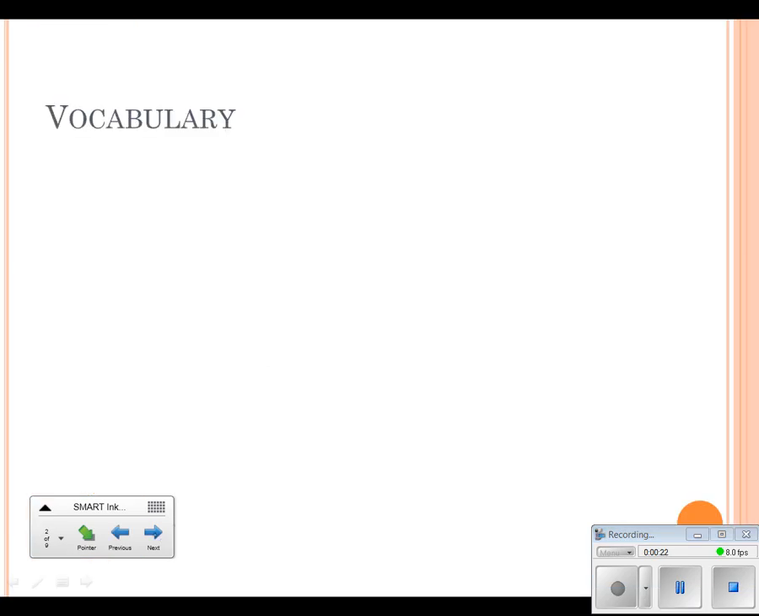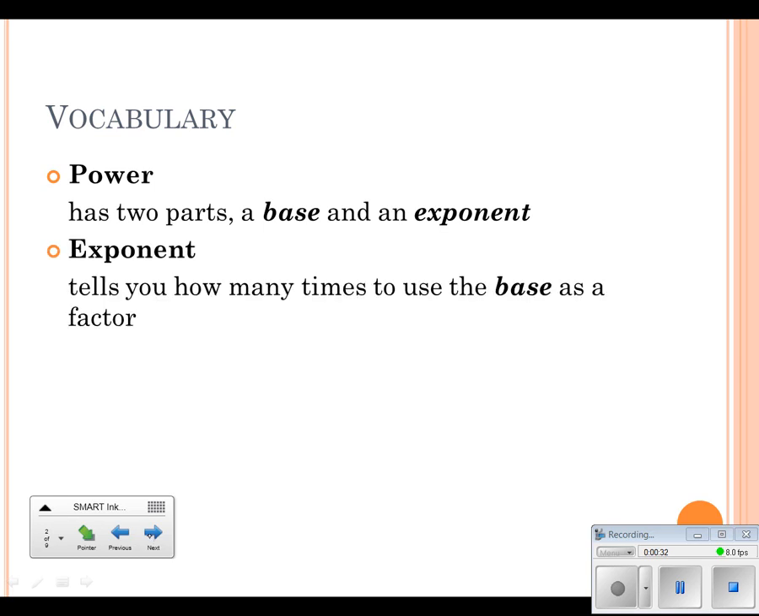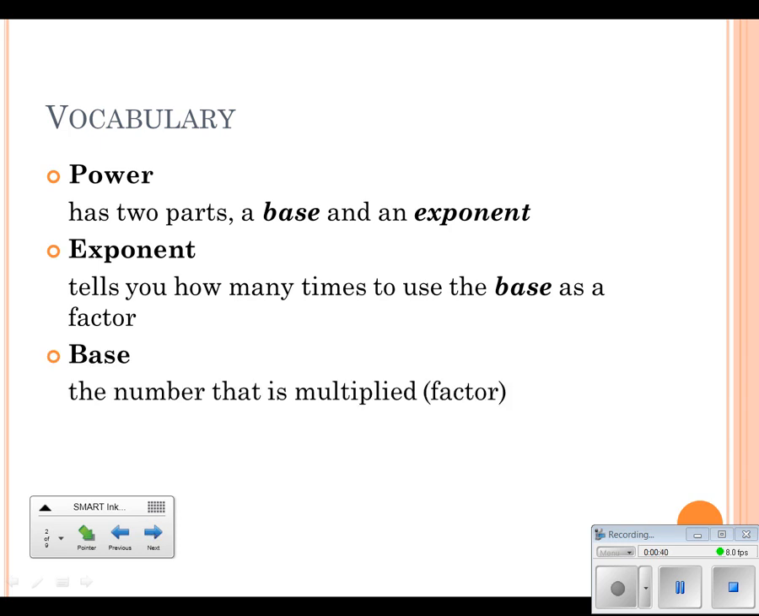For vocabulary, first we have power. A power has two parts. It has a base and it has an exponent. The exponent tells you how many times to use the base as a factor. The base is the number that is multiplied, which is the factor.